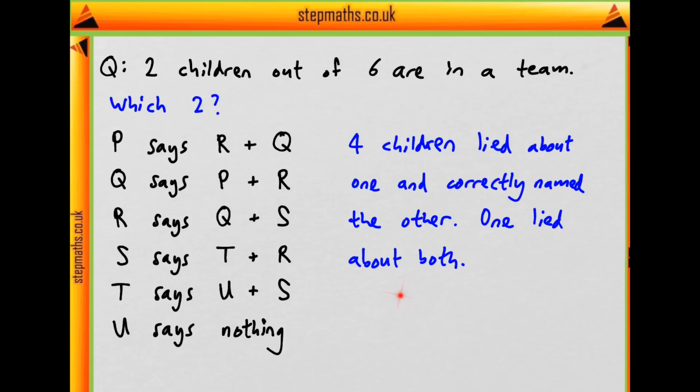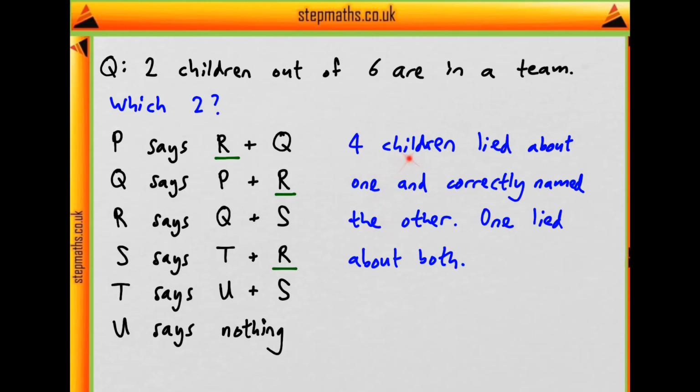Well, if 4 of the children have to tell the truth about one of them and lie about the other, then one of the names is probably going to come up at least quite a few times. So which name comes up the most? That is R. You can see that 3 of the children say that R is in the team. So we don't know this for sure, but let's assume that R is one of the children so far.